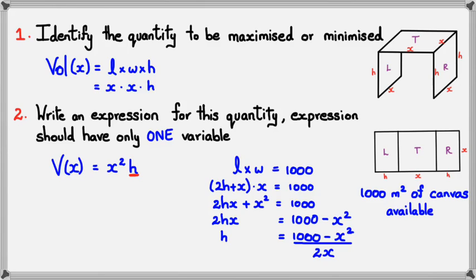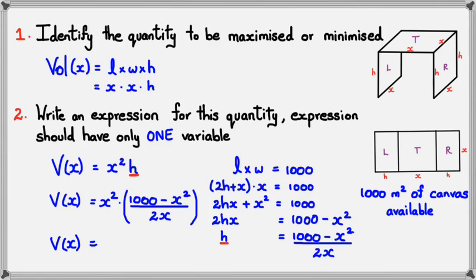Alright, so now that I have h in terms of x, I could replace it in the volume function. So volume of x would then equal x squared times h. But h is actually equal to 1000 minus x squared divided by 2x. Which, when you simplify it, would equal 500x minus x cubed divided by 2.